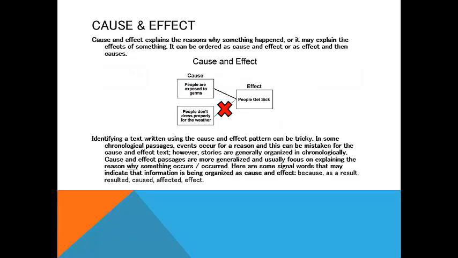Cause and effect explains the reason why something happened, or it may explain the effects of something. It can be ordered as cause and effect, or as effects and then causes. Unlike chronological order, the cause and effect text structure is generally used in expository and persuasive writing modes.